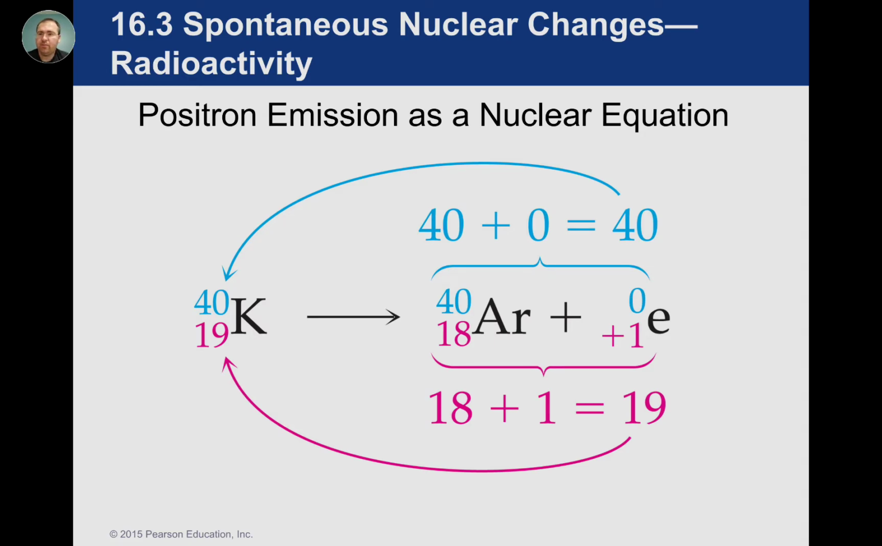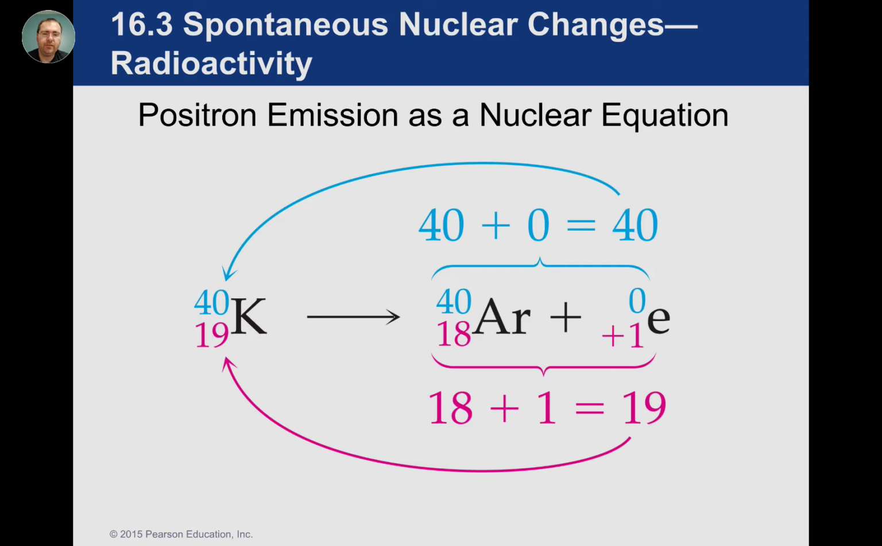But notice the math isn't a whole lot different. 40 still equals 40 before and after the arrow, so the top numbers still add up to 40 on both sides. And then both sides also add up to 19. It's just that this one's a little bit easier because 18 plus 1 is 19. You don't have to worry about negative numbers, and you don't have to worry about messing things up and going backwards.